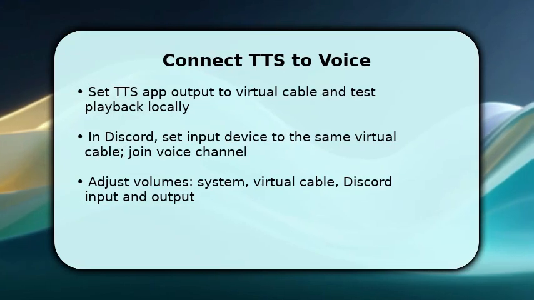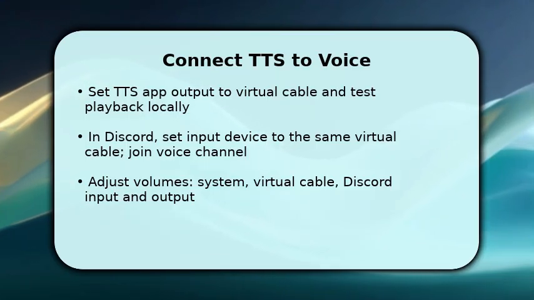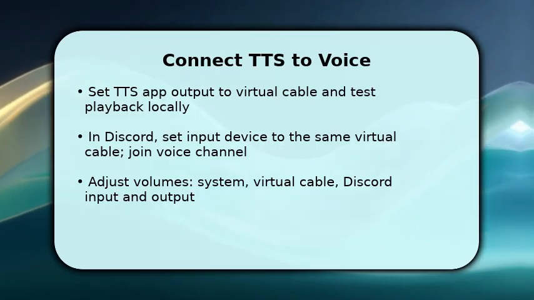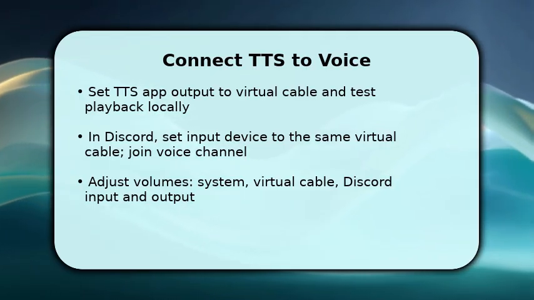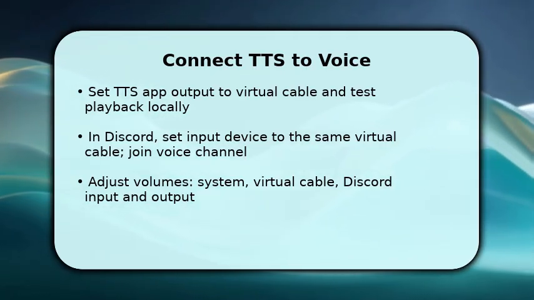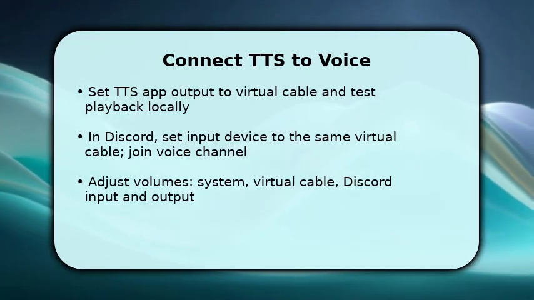Now you connect the pieces. Set your TTS app's output to the virtual cable and play a sample so you can confirm sound flows into that device. In Discord, switch your input device to that same virtual cable, then join the voice channel. Make sure to unmute and allow the app through any OS privacy prompts.